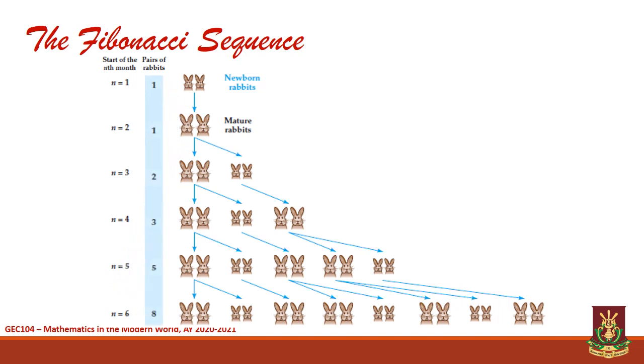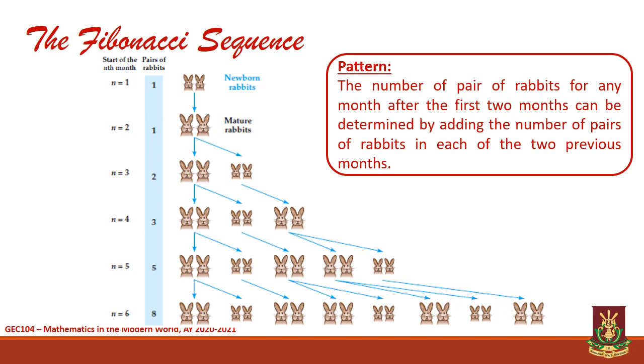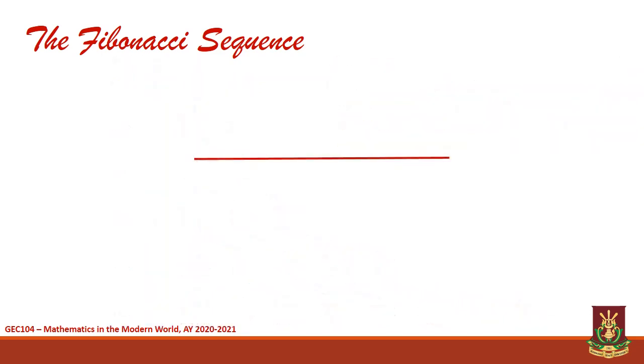From the illustration, we can see that the number of pairs of rabbits for the first 6 months are 1, 1, 2, 3, 5, and 8. In fact, we observe that the number of pairs of rabbits for any month after the first 2 months can be obtained by adding the 2 preceding results. For brevity, we will refer to the terms of the Fibonacci sequence as Fibonacci numbers.